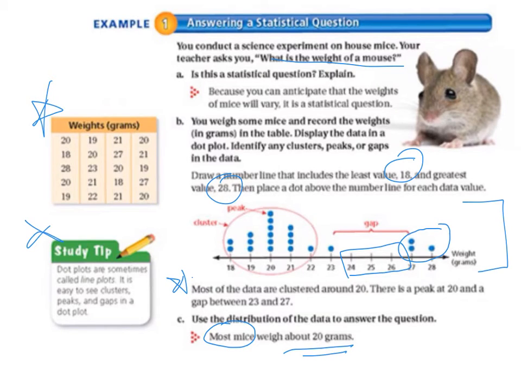Let's look at our study tip. It says dot plots are sometimes called line plots. So that's what you did in 5th grade. It is easy to see clusters, peaks, and gaps in a dot plot. So this is not really anything new. It just has a different name.